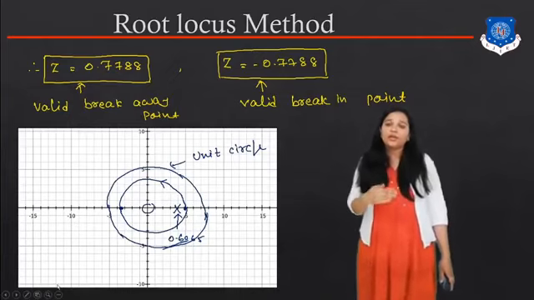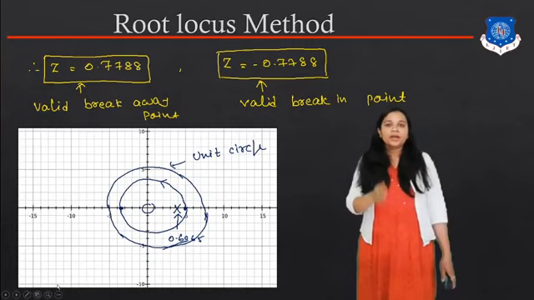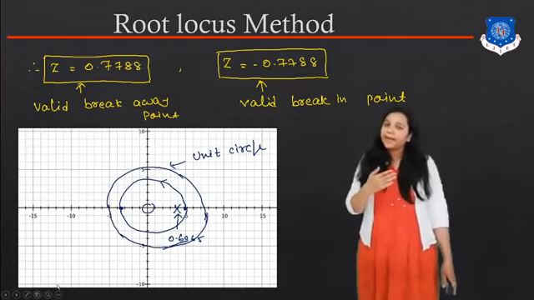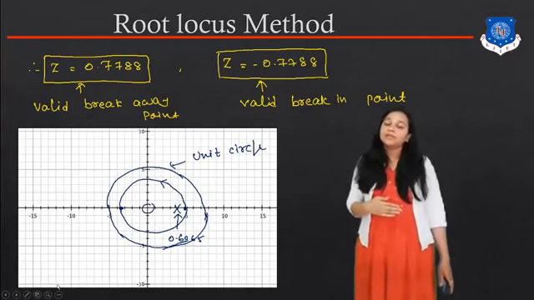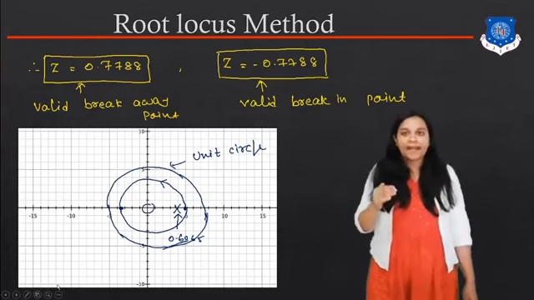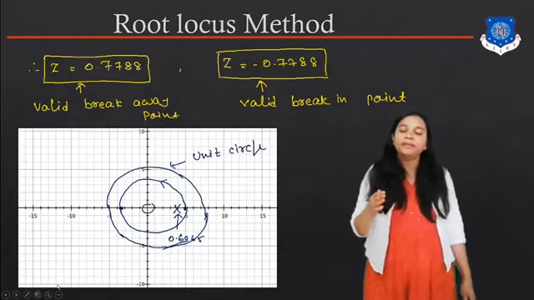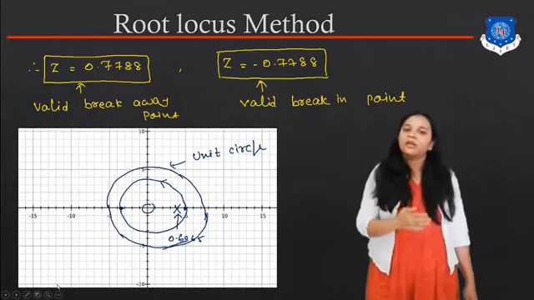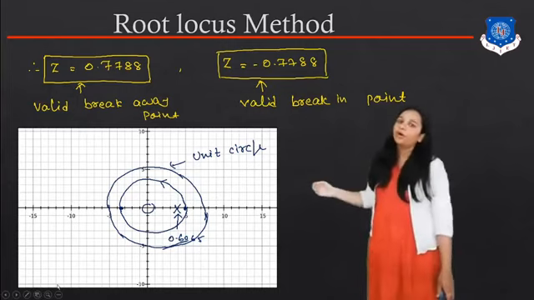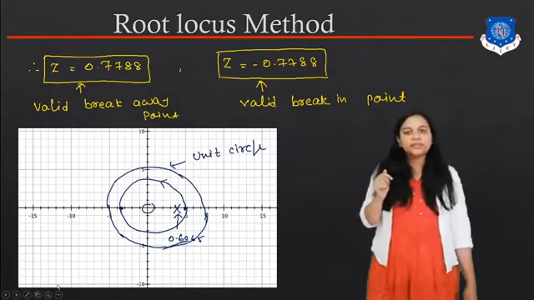So what we can do, first of all, we have to convert the S domain transfer function to Z domain. After that, we have to find the characteristic equation. Using this equation, we have to find the number of poles and zeros, centroid, then the breakaway point, angle of asymptote, and the valid breakaway and break-in points. And using all these values, we have to draw the root locus and find the stability of the system.